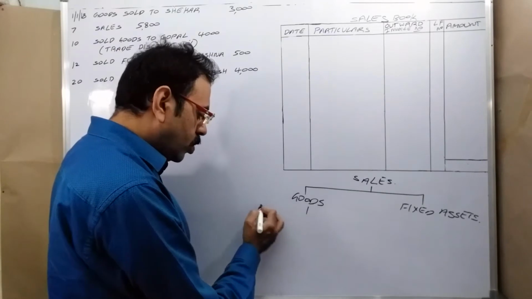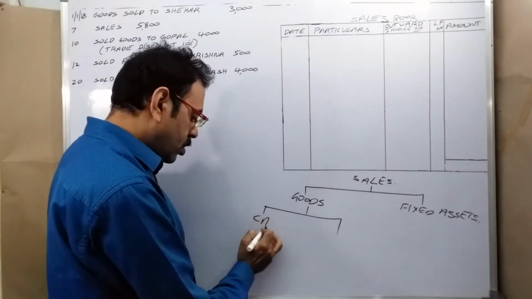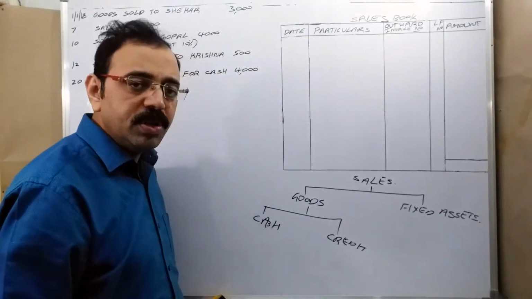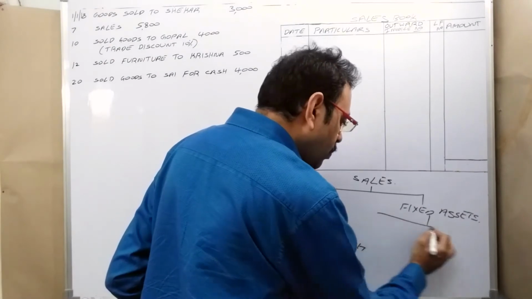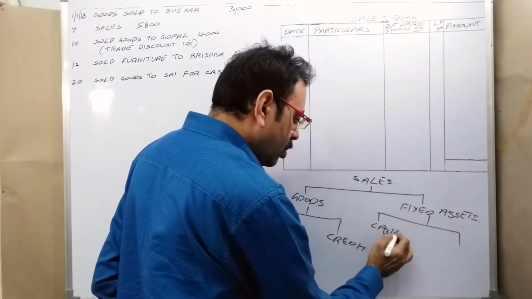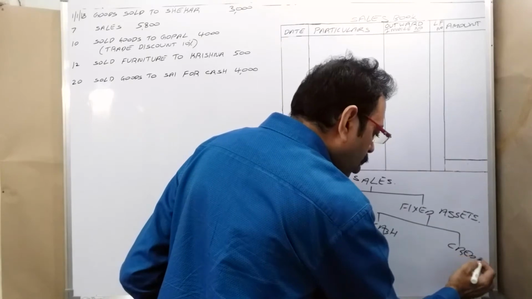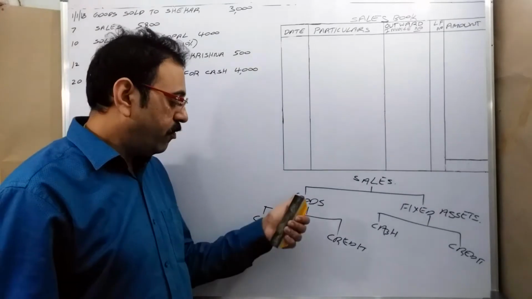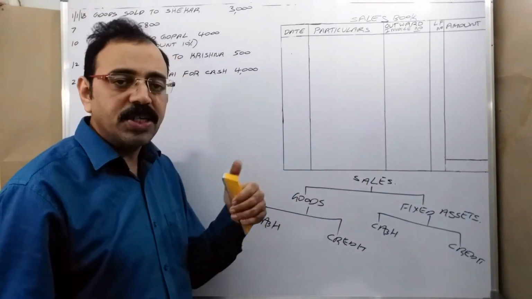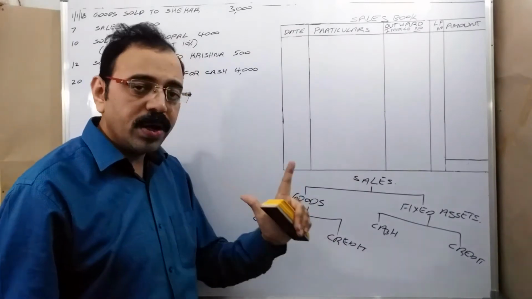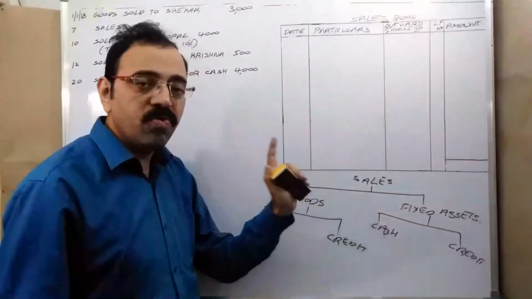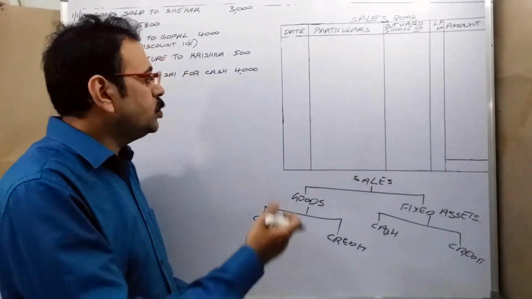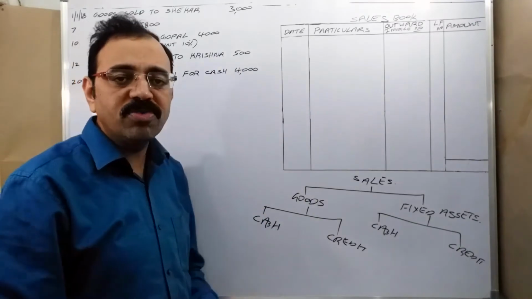Then goods are sold for cash or on credit. Similarly, fixed asset also we may sell for cash or on credit. Therefore, total 4 types of sales are there: when goods are sold for cash, when goods are sold on credit, when fixed asset is sold for cash, when fixed asset is sold on credit. Now, this problem includes all these 4 types of sales.